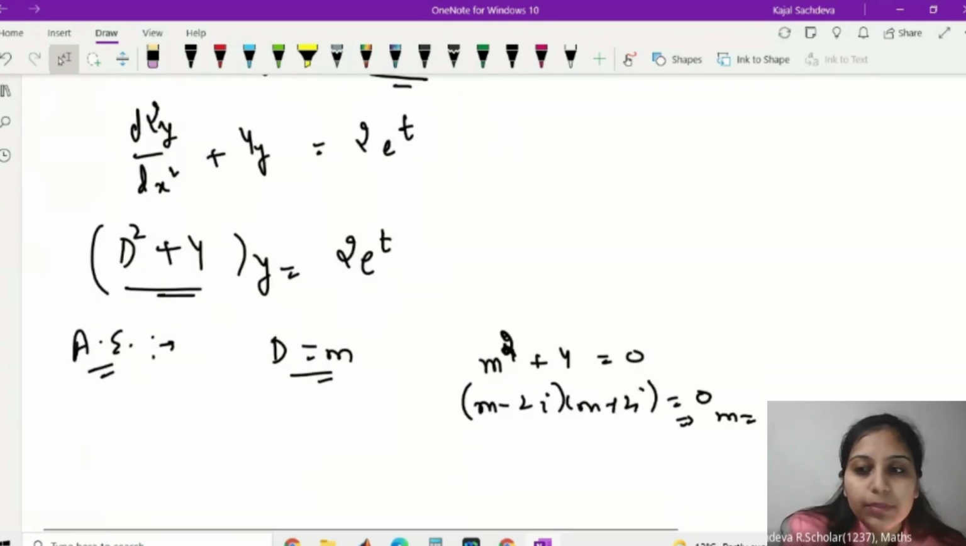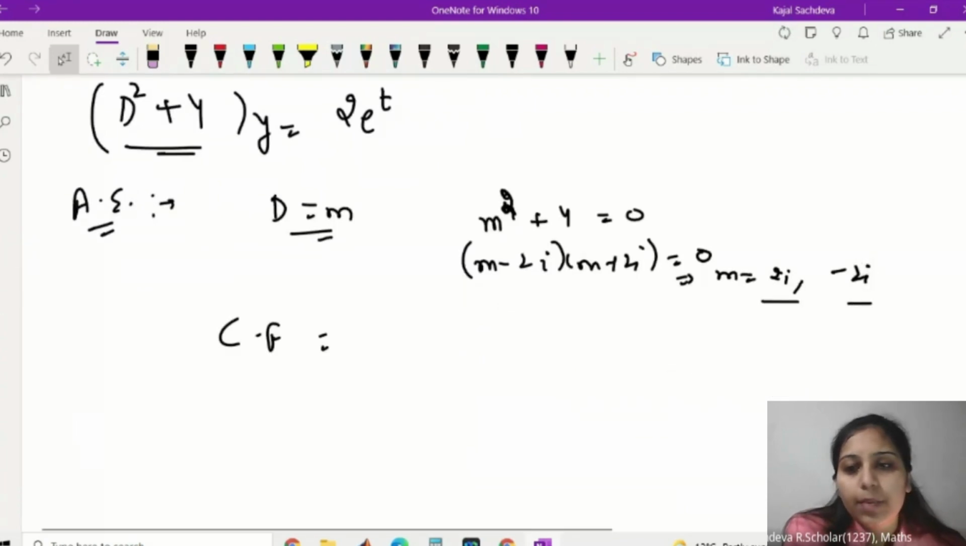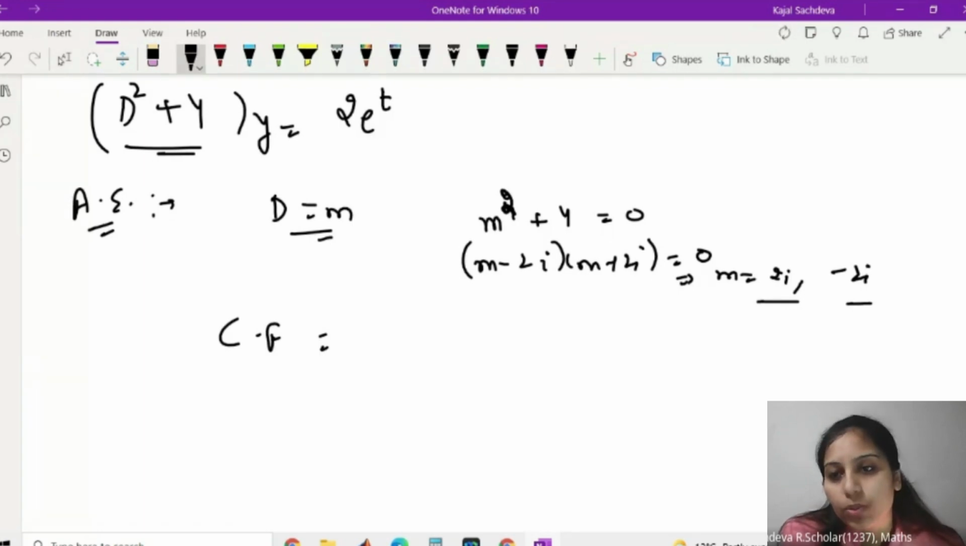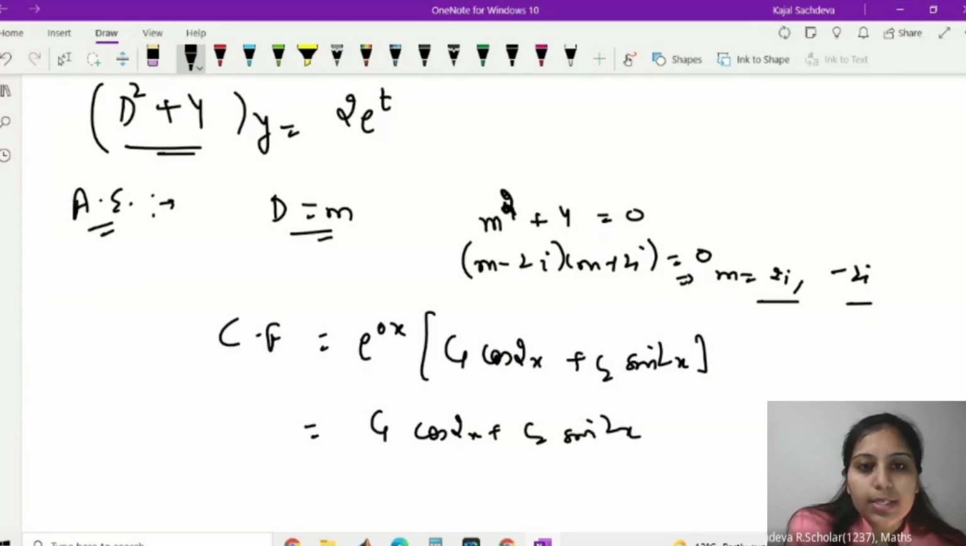By this we can write CF. Here the roots are imaginary and conjugate pairs, so the real part is 0: 0 plus 2 iota, 0 minus 2 iota. So in place of the real part, alpha is 0 here. So e raised to power 0x into C1 cos 2x plus C2 sin 2x. Here e raised to power 0x is 1, so C1 cos 2x plus C2 sin 2x. So this is the CF.